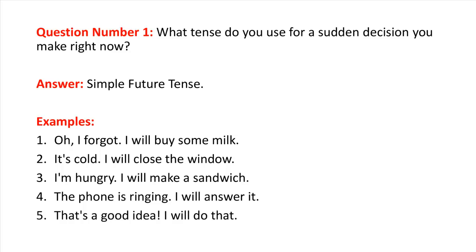Question number 1. What tense do you use for a sudden decision you make right now? Answer, simple future tense. Examples. Oh, I forgot. I will buy some milk. It's cold. I will close the window. I'm hungry. I will make a sandwich. The phone is ringing. I will answer it. That's a good idea. I will do that.